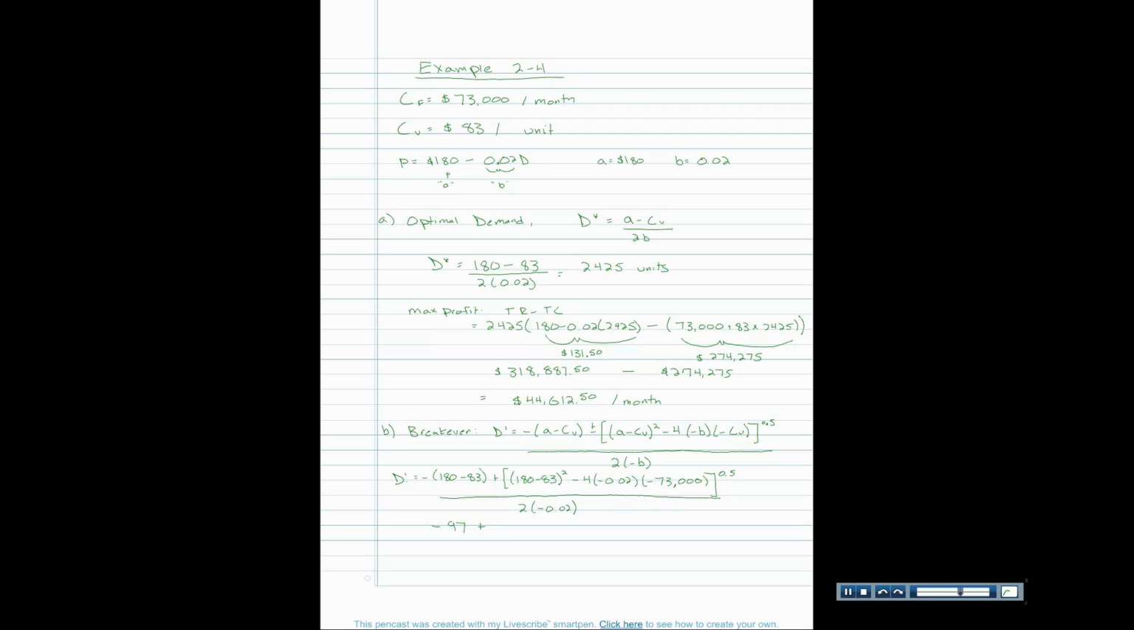180 minus 83, squared, 4.02, 73,000. What happens when you talk and calculate at the same time? Okay. Plus 59.74 divided by negative 0.04. So my first root is 932 units per month.